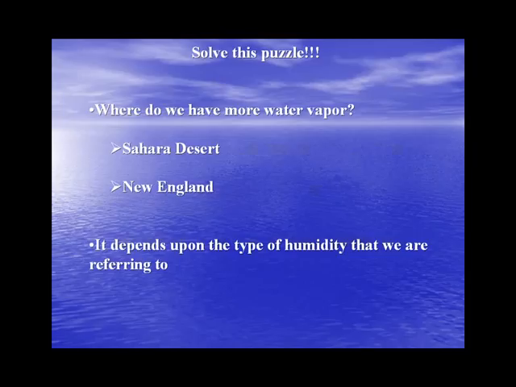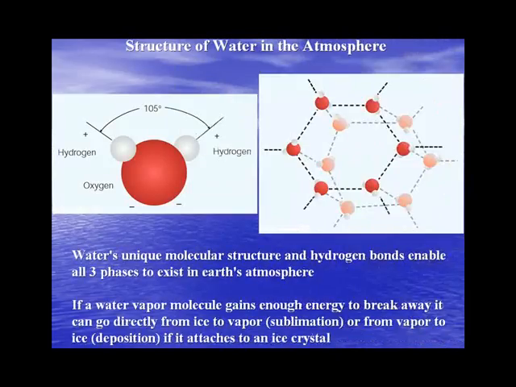Okay, here's your first puzzle. Where do we have more water vapor? In the Sahara Desert or in New England? Well, it depends upon the type of humidity that we were referring to. Before we get to that, let's take a look at the molecular structure of water in the atmosphere.